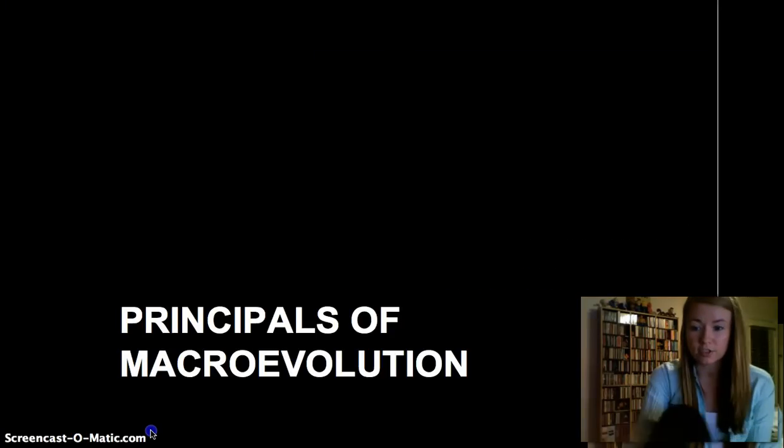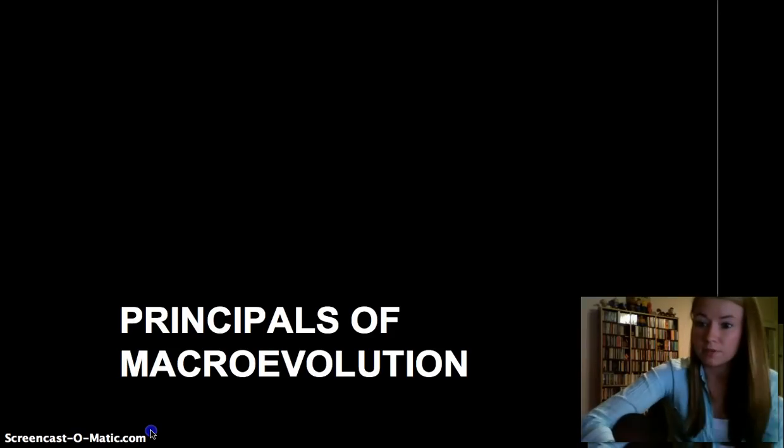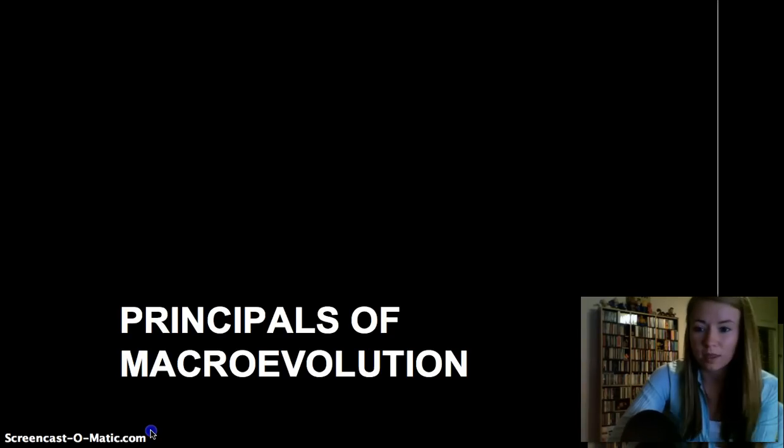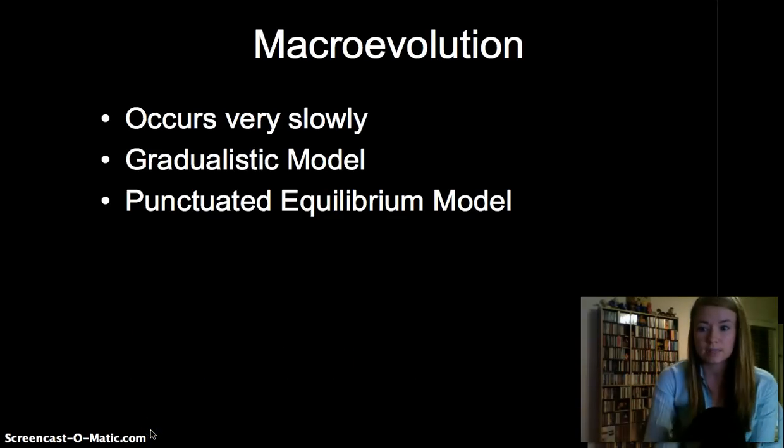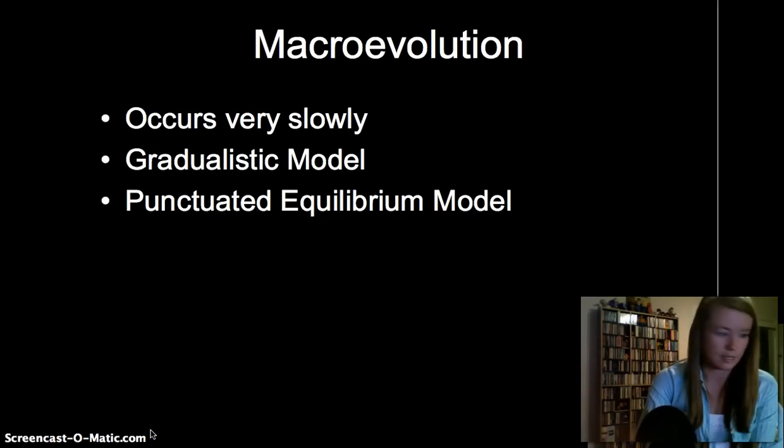So the last section in chapter 17 is principles of macroevolution. So we've now talked about what macroevolution is, how it happens, different pre-zygotic, post-zygotic, adaptive radiation, all those should be familiar to you. So after you've read section 17.3, you'll know all about the different principles of macroevolution. The first thing that your textbook says is that it's important to remember that macroevolution happens very, very slowly.